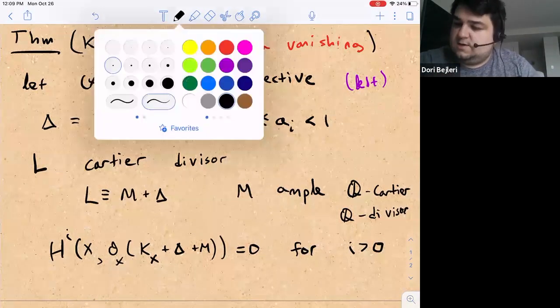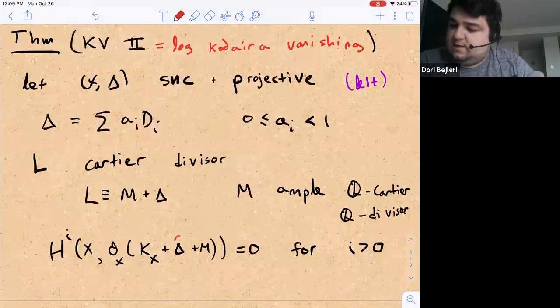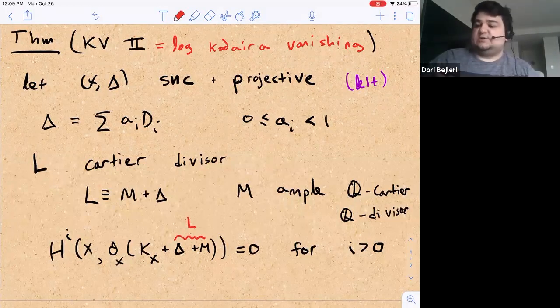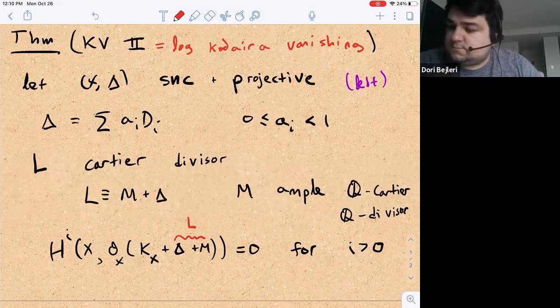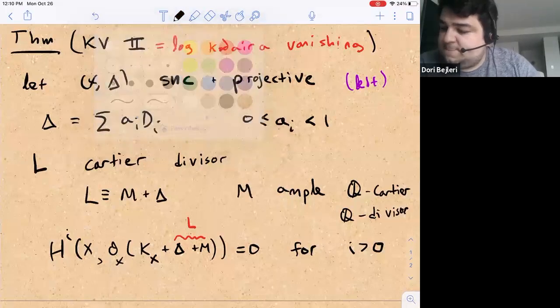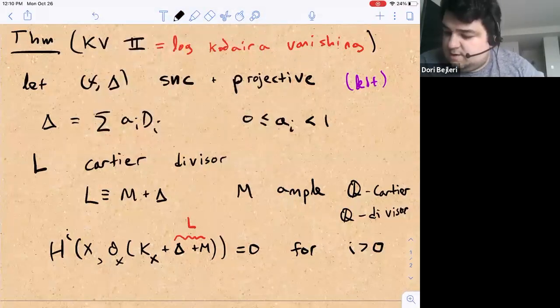So really, here I should have written L, because L is the thing that's actually Cartier, so it makes sense to talk about O_X of K_X plus L being a line bundle. Okay, and then the Serre-dual way to write it is just involving L.